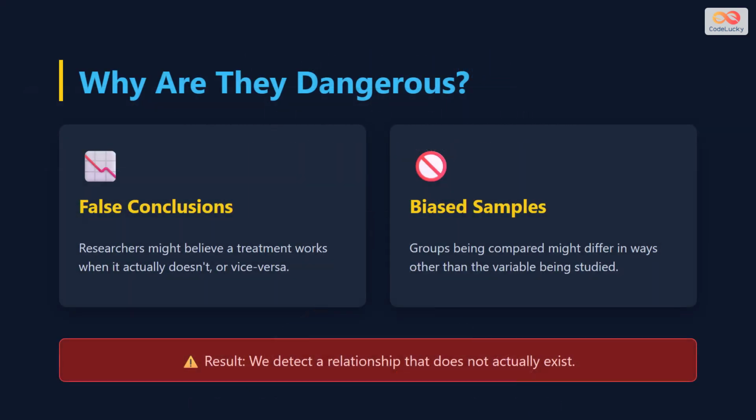Why should you care? Because confounding variables lead to false conclusions. In medicine, this could mean approving a drug that does not work. In business, it could mean investing in a strategy that is actually useless. Confounding introduces bias into your sample, making your data misleading.